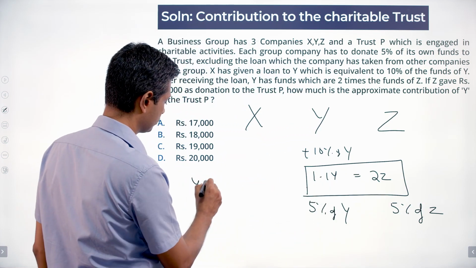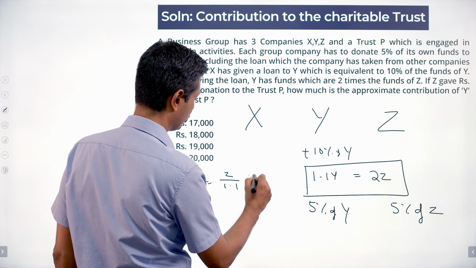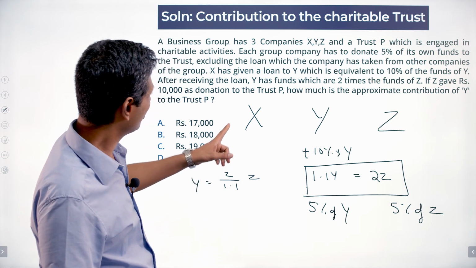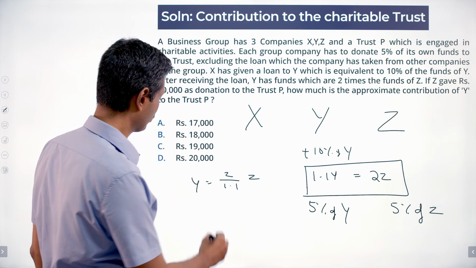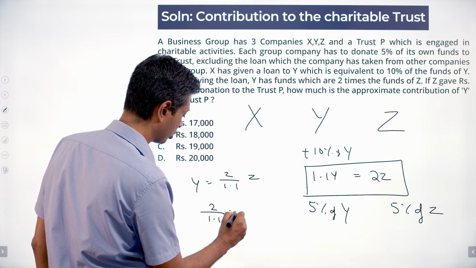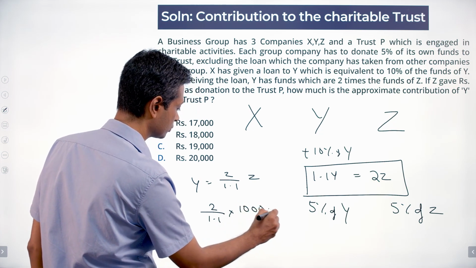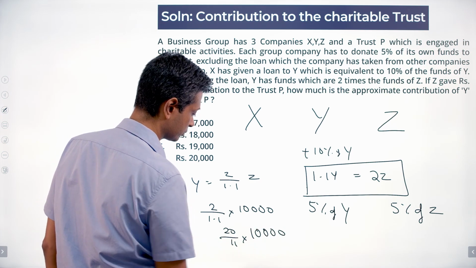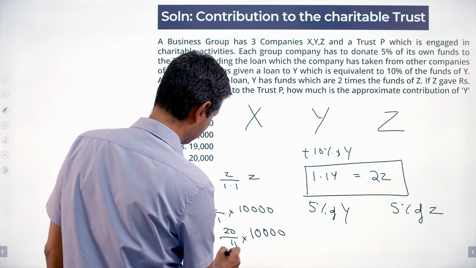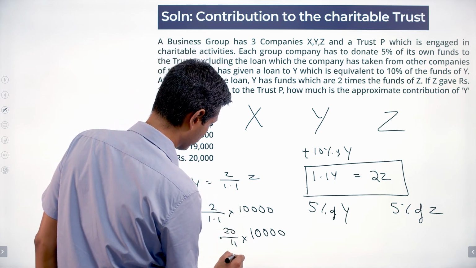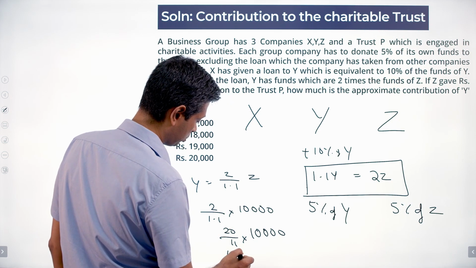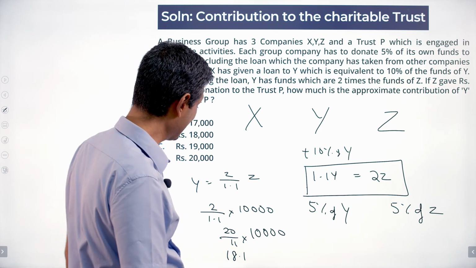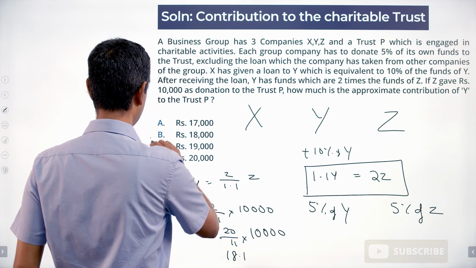So Y equals 2 by 1.1 times Z. 5% of Z, 5% of Y, that ratio is intact. So Z gives 10,000. How much will Y give? Y will give 2 by 1.1 times 10,000, or 20 by 11 times 10,000. 20 by 11, it goes one time. We have 9 remaining, 90, 18.1 something, 18.181818. So 18,180, approximately 18,000.